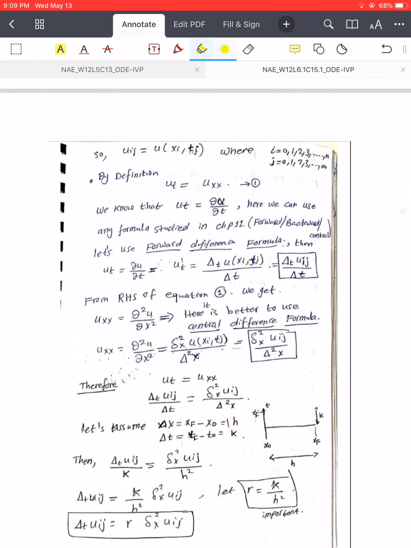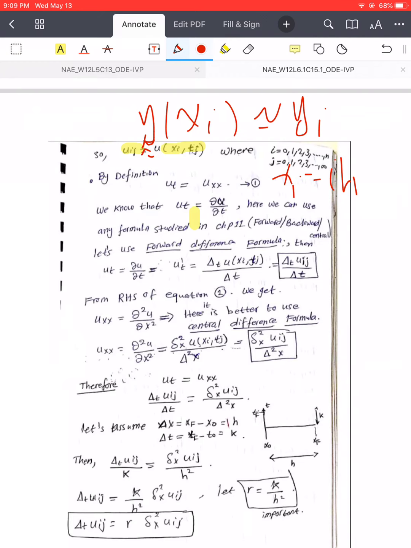So now, if you noted this one, just like what we did with ODEs, remember that y(x_i) we approximated by y sub i. Here now, similarly, we have u sub ij, which does not equal the exact value; it is an approximation. Because here we are at x_i and here at t_j. What is x_i? Like before, x_i equals i times h, so the step length is h, but now t_j equals j times k, where the step length now is k.